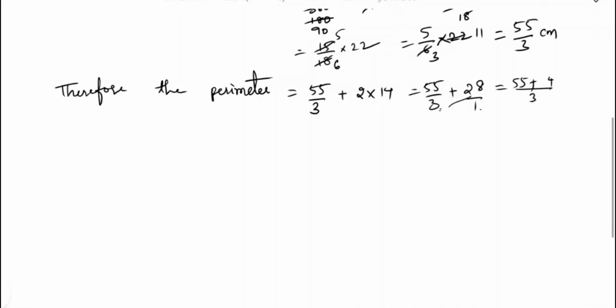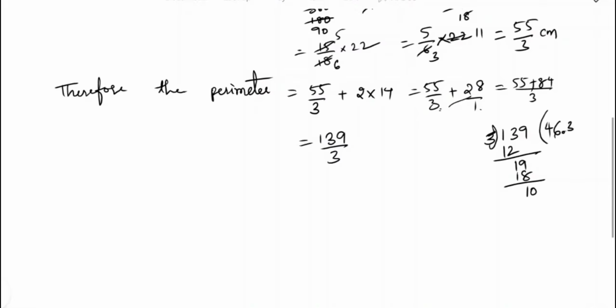3 8s are 24, 3 2s are 6, that is 84. And if we add this 55, we will get 139 by 3. Now let us divide this. 139 by 3. 3 4s are 12, 1 9. 3 6s are 18, 1, 0. 3 3s are 9, 1 left, 0. 3 3s are 9, and so on it will go. So we got 46.33 centimeter.